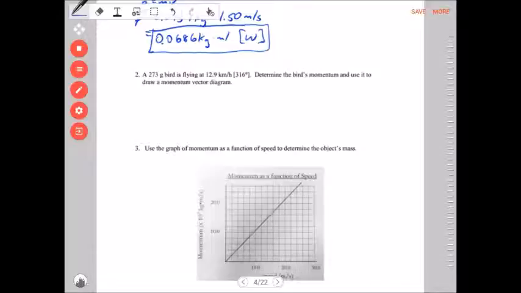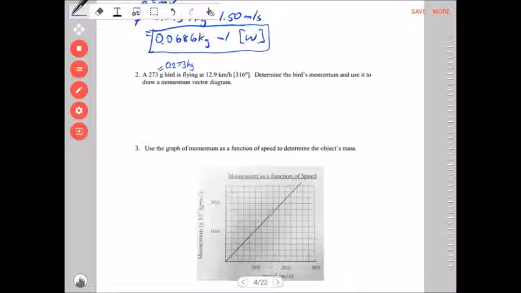Number 2. A 273 gram bird is flying at 12.9 kilometers per hour at 316 degrees. Determine the bird's momentum and use it to draw a momentum vector diagram. First things first, we notice that we have 273 grams, so that works out to 0.273 kilograms. And then we have the 12.9 kilometers per hour.